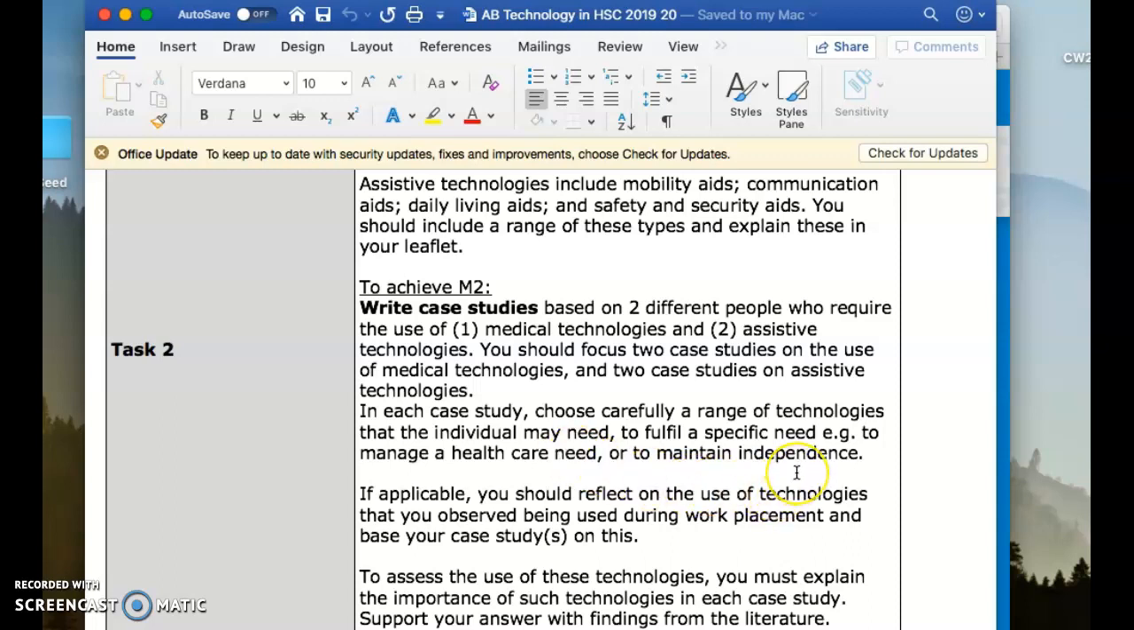And then the other side of this is your assistive technologies, which is all about how to maintain independence. So make sure that when you are writing these case studies, and they don't have to be lengthy, they could be a short paragraph. The really important part is that you identify technologies, 2 or 3 technologies that satisfy that need. And so you have to be realistic. You have to think about the value or the purpose of the technology.